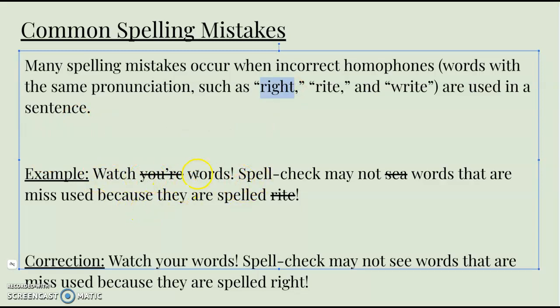Here's an example that I've seen, and some of these are copy and pasted right from other sophomores' writing from years past. So I could show you some of the things that I see. Watch your words. That's the wrong form of your. This says you are. Okay, that's a contraction. Spell check may not see words. Okay, that's the wrong form of see. We want S-E-E here. That are misused because they are spelled right.